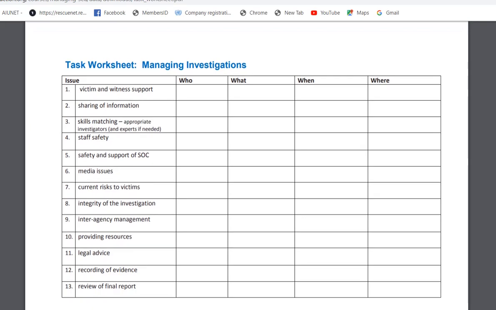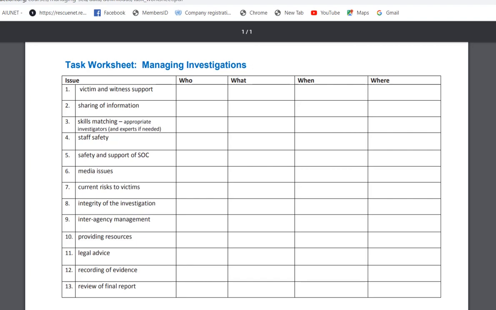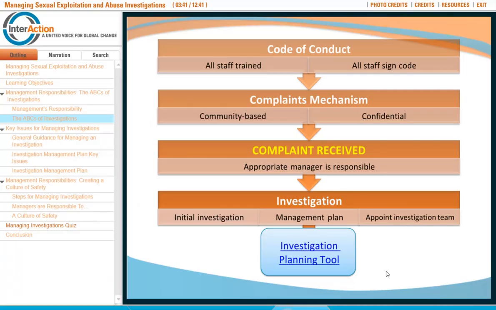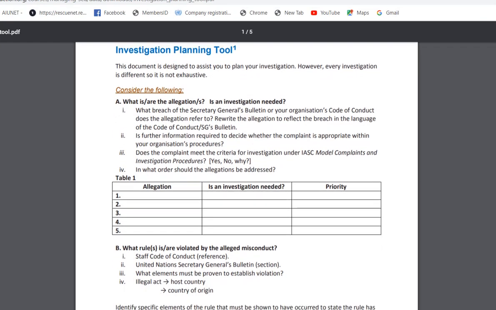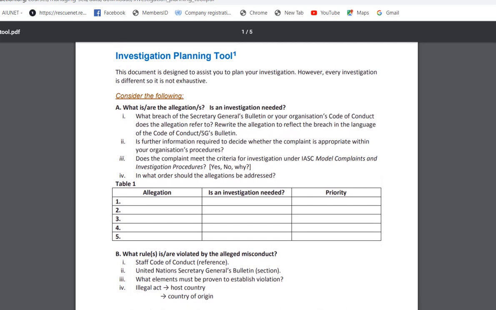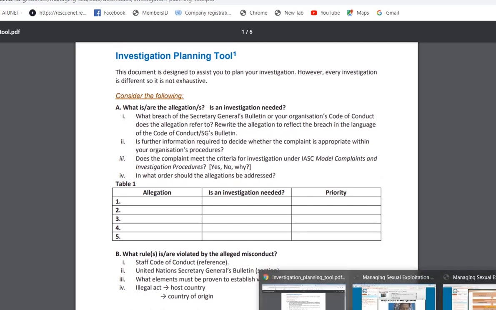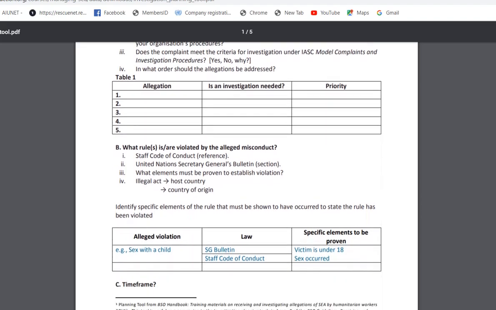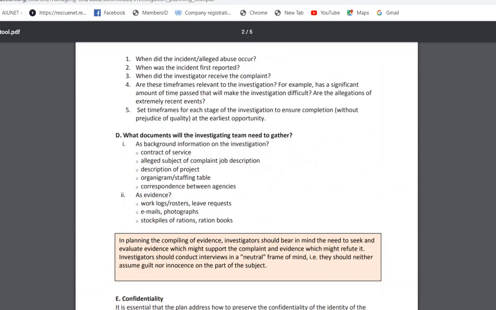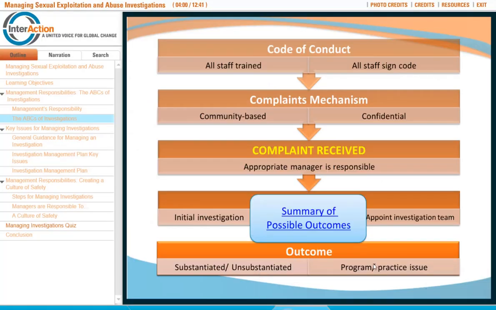Appoint a qualified investigation team, usually 2 people. Click here to see the investigation planning tool. The investigation team is responsible for developing the investigation plan in collaboration with the manager. When the investigation is completed, the investigation team will submit their report to you, the manager, for decision-making and action. Click here to see a summary of possible outcomes. All of the resources for this section are available on the Resources tab.